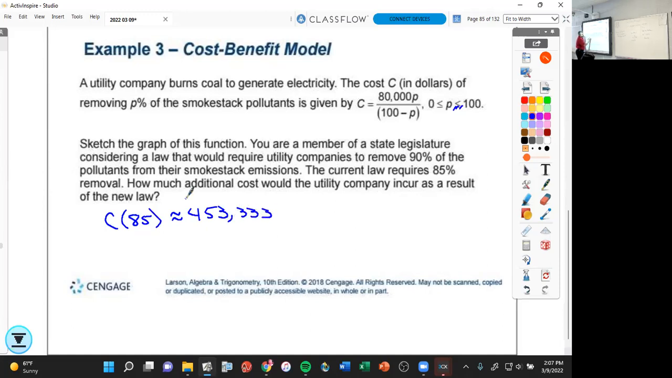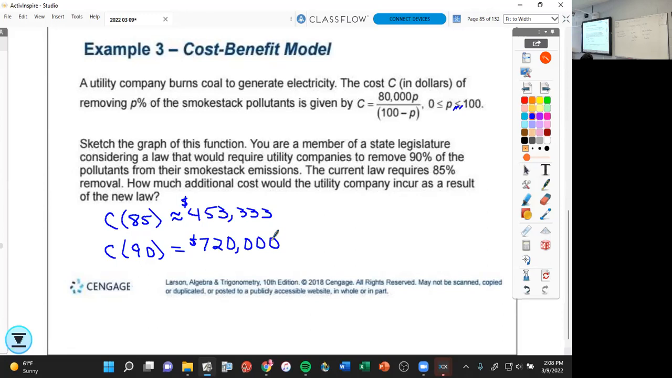Okay. So this company is going to be paying close to $500,000 to remove 85% of the pollutants. That's a lot of money, right? But now the law says, hold on, 85 is not good. It's now 90. I'm going to just make a guess at it. Just got to remember it from earlier. That 5% is going to cost the company $270,000 more.